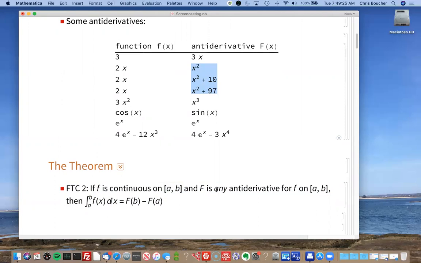So in this theorem, it doesn't matter which one you pick. You pick any antiderivative capital F, and then the punchline to the theorem is that you can evaluate the definite integral by just evaluating the antiderivative across the endpoints.